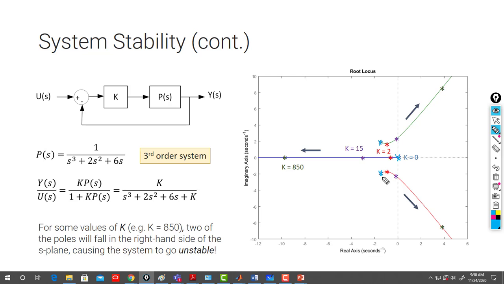Then keep increasing k. This will follow the red branch, this will follow the green branch, and this will follow the blue branch. And this is logical because I have a third order system, so I should have 2 complex conjugate, so symmetric, and 1 real. Completely makes sense. So then k equal 2, I find my poles are moving to the red dot.